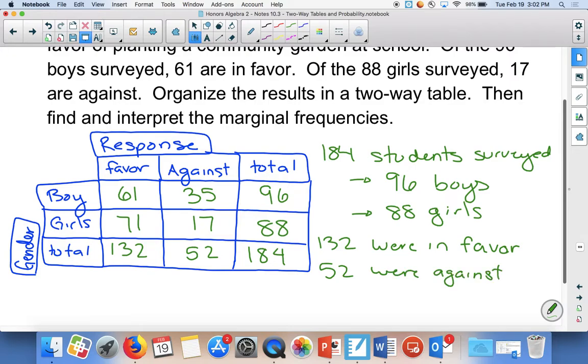So if it asks you to explain or to interpret the marginal frequencies, just tell me what those totals were for. Okay? So just tell me what those were for. Okay, so take a look at that. Let me know if you have any questions on how we put that table together and then what it means to just interpret the marginal frequencies. Okay?